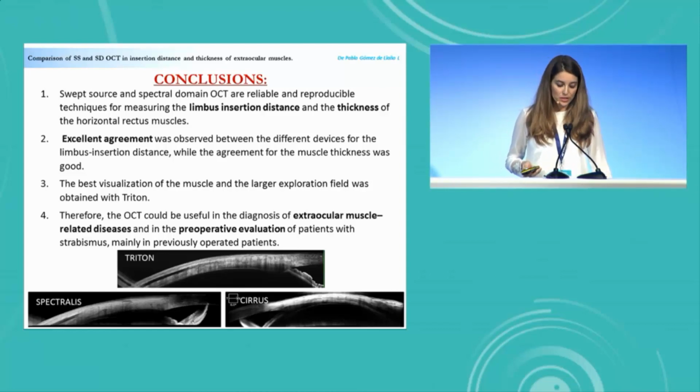Therefore, the OCT could be useful in the diagnosis of extraocular muscle-related diseases and in the preoperative evaluation of patients with strabismus, mainly in previously operated patients.